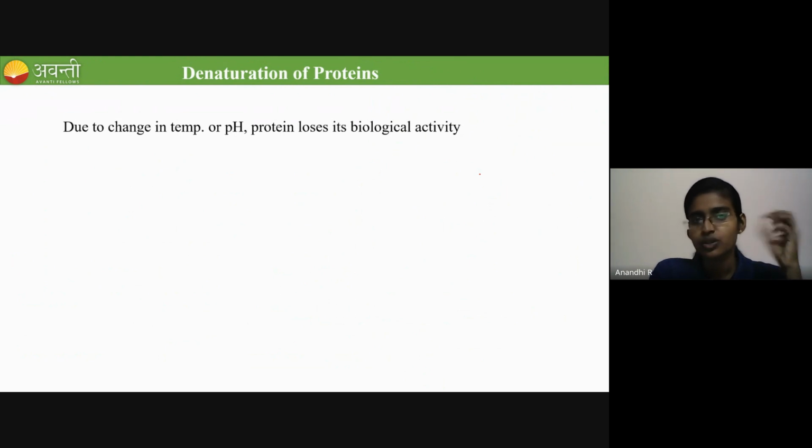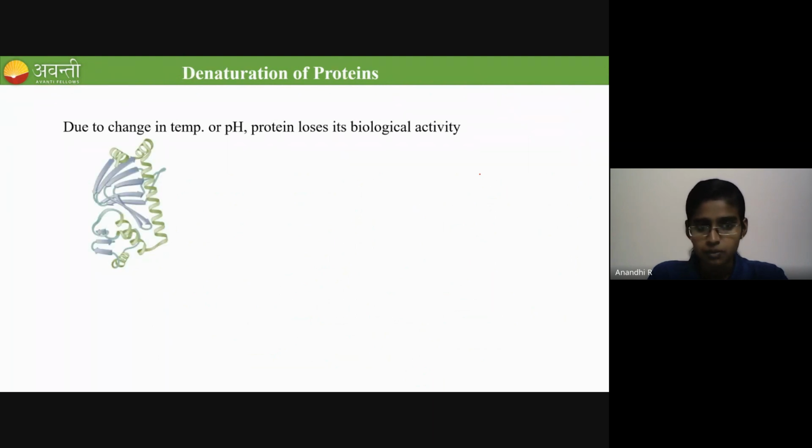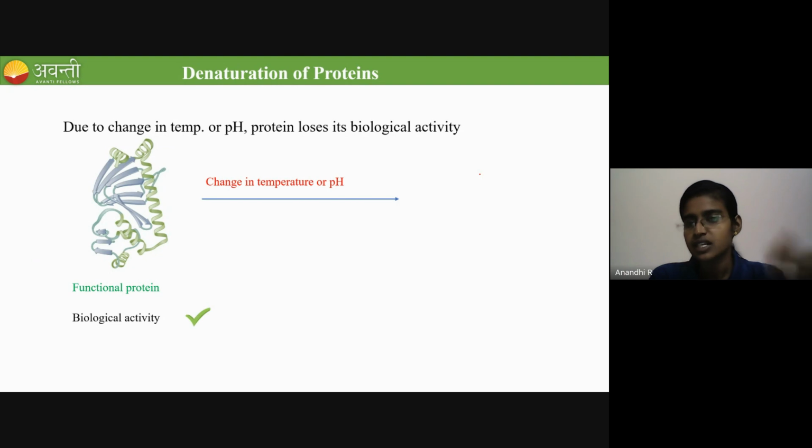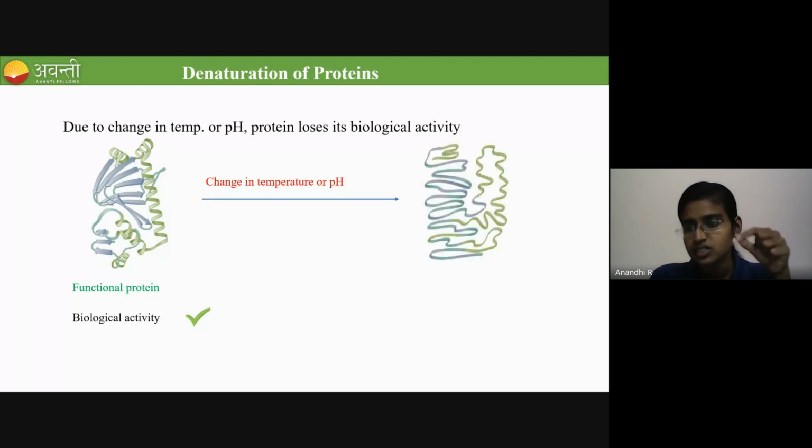Okay. So if you increase the temperature, or if you increase or decrease the pH value, then the protein can lose its biological activity. I'll show you an example. So this is the protein. It is functioning now. So this functional protein has some biological activity. Good. So if I change the temperature or pH, what happens? The protein chain, the globules, get unfolded.